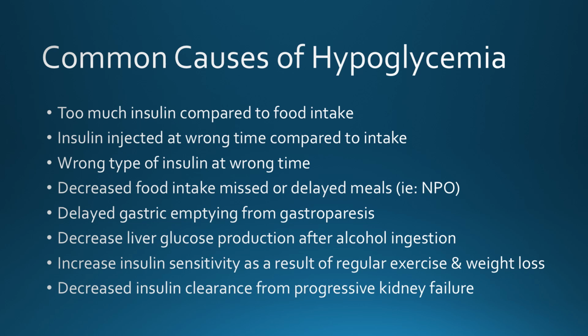Common causes of low blood glucose level or hypoglycemia. Too much insulin compared to food intake. So maybe we give their full dose of insulin at dinner, but then they decide they only want their applesauce and not the full meal. So now that insulin that we gave them is going to cause their blood sugar to drop too low.